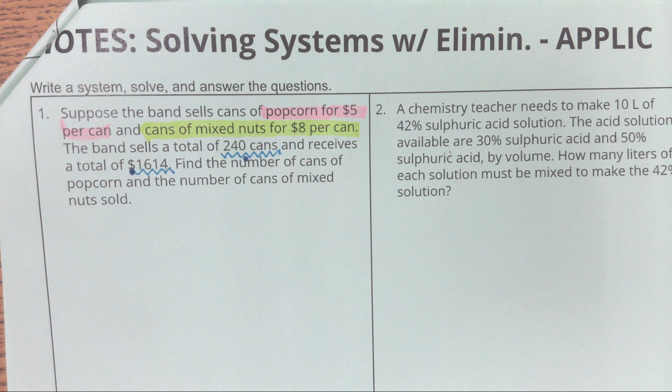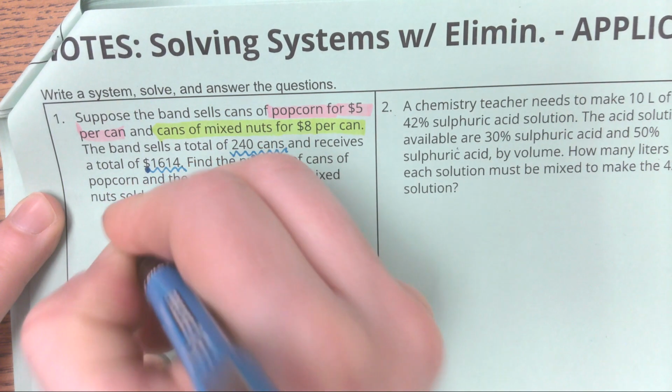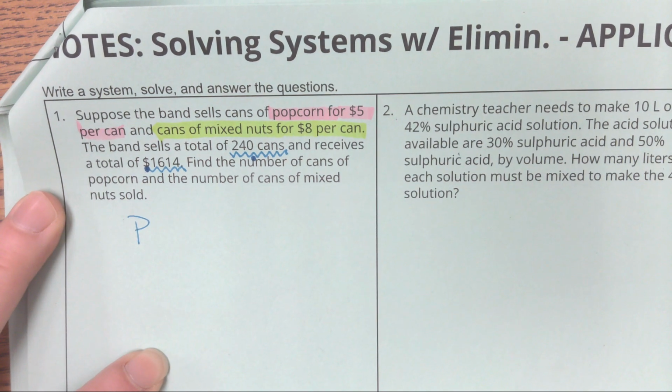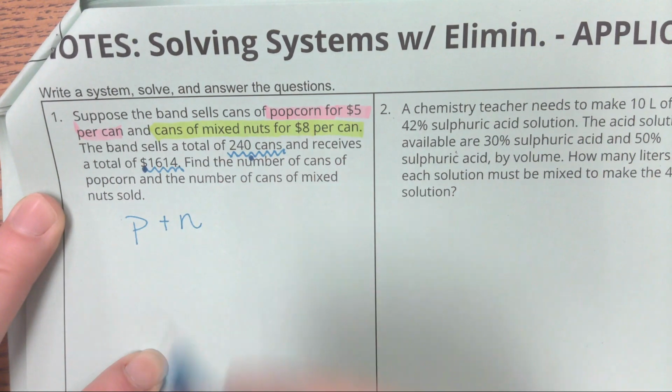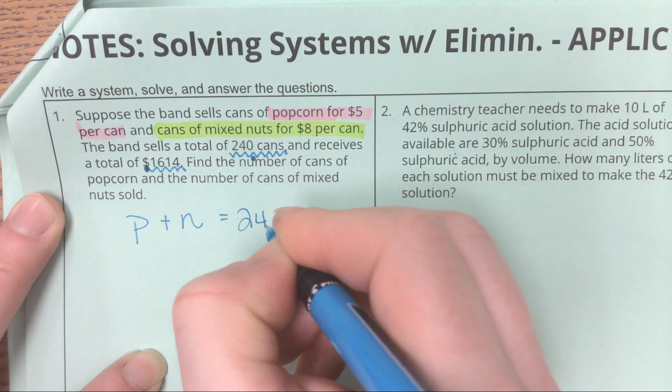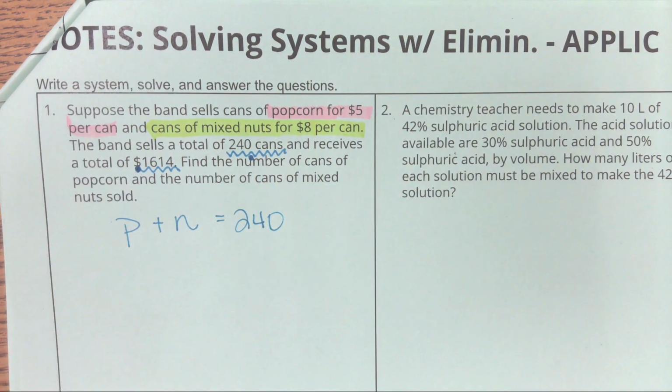Okay, what are my two variables? Popcorn and mixed nuts. Should we use P and N? Okay, if there are 240 total cans, I'm going to write the cans of popcorn P plus the cans of nuts N equals 240. That would be my very first equation.